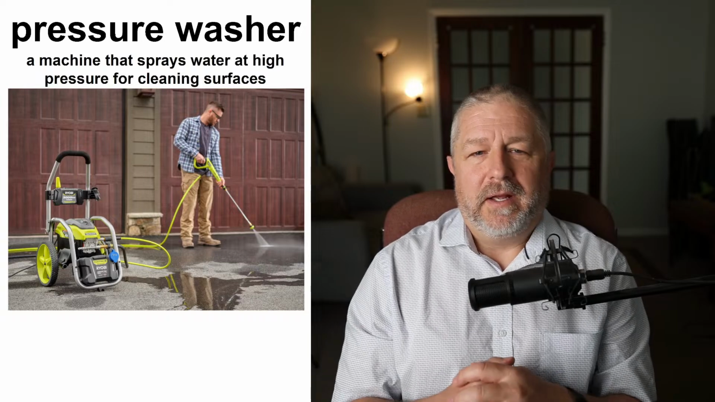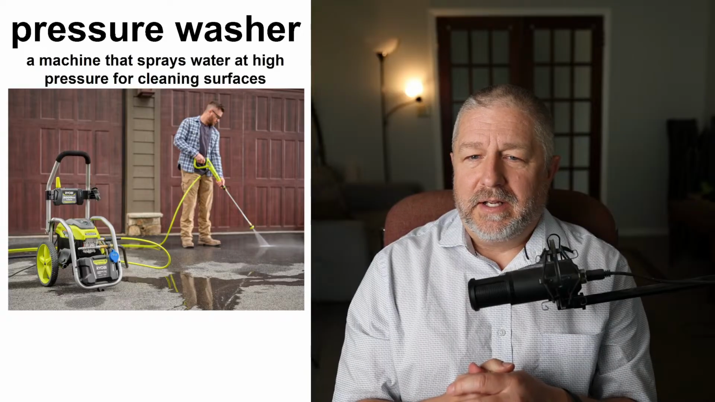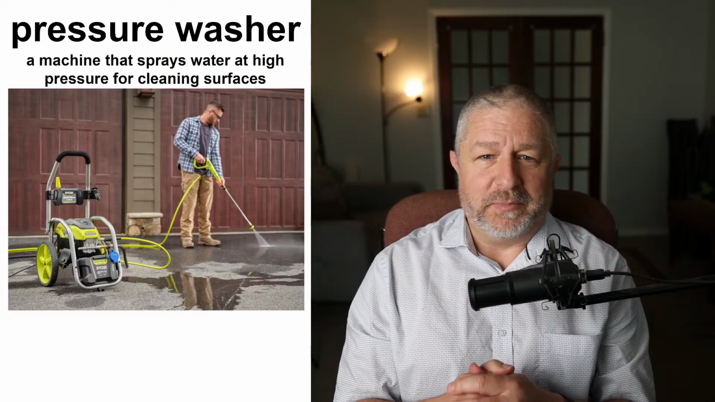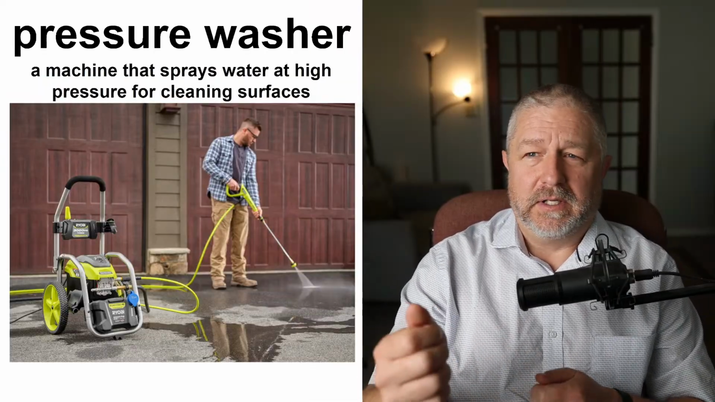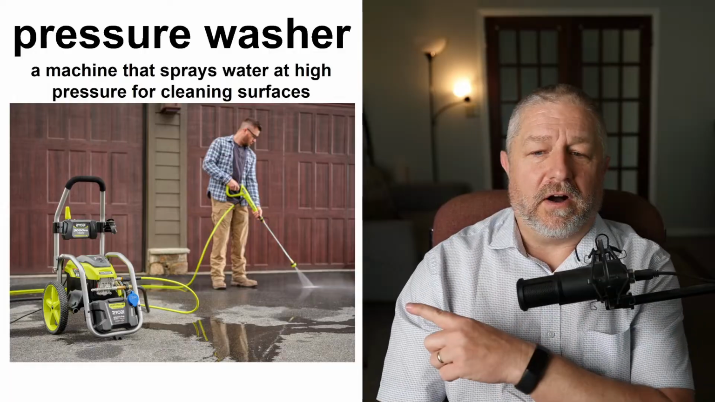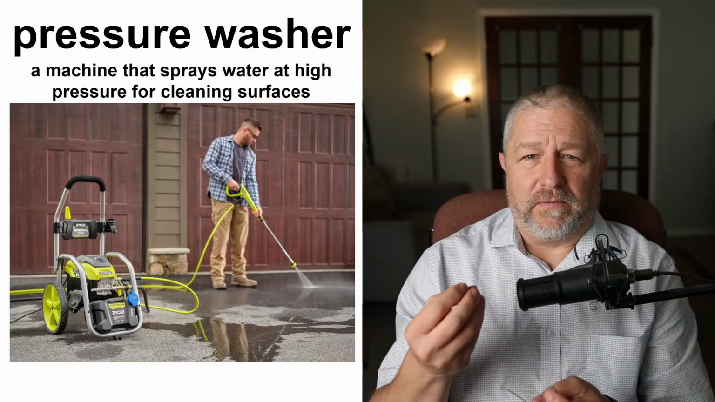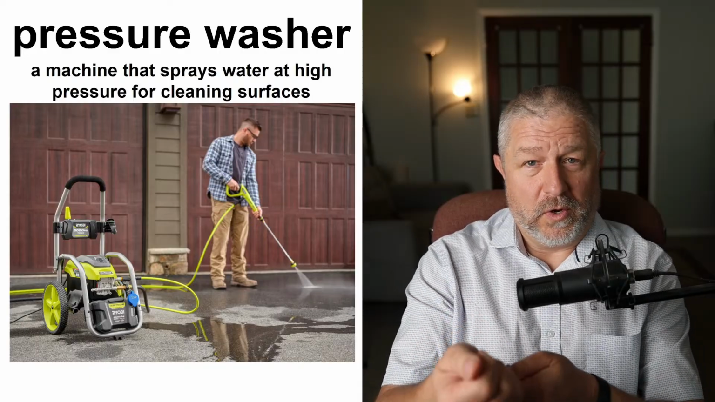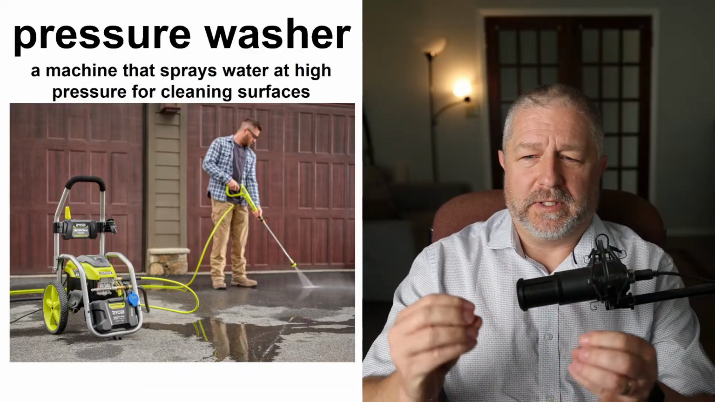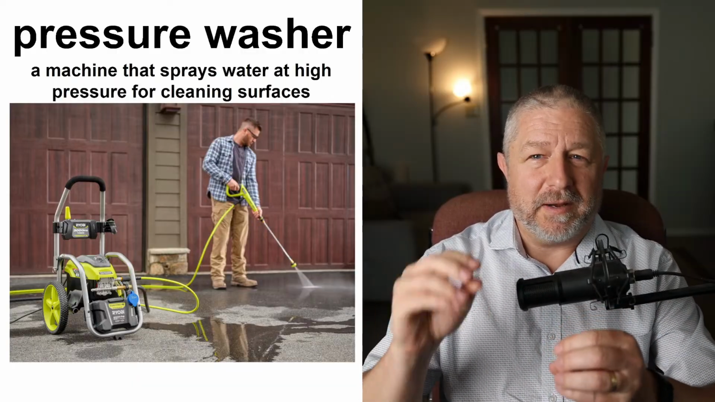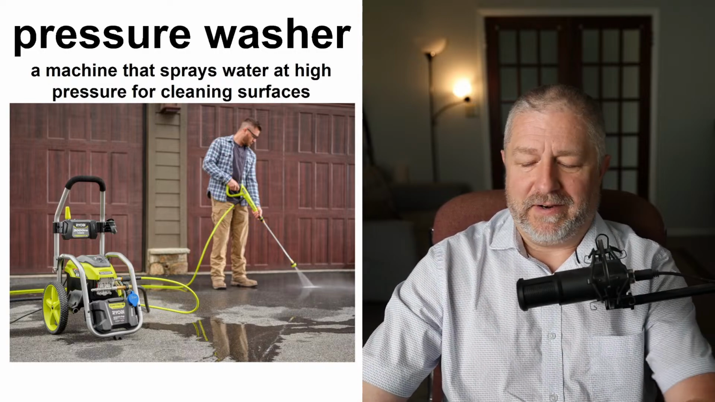A pressure washer. So a pressure washer is a machine that sprays water at high pressure for cleaning surfaces. I had a pressure washer and it broke. A pressure washer is very nice for cleaning off your vehicle, cleaning off other equipment, cleaning off your driveway. It sprays water harder than just a normal hose, or a hose with a little nozzle on the end.